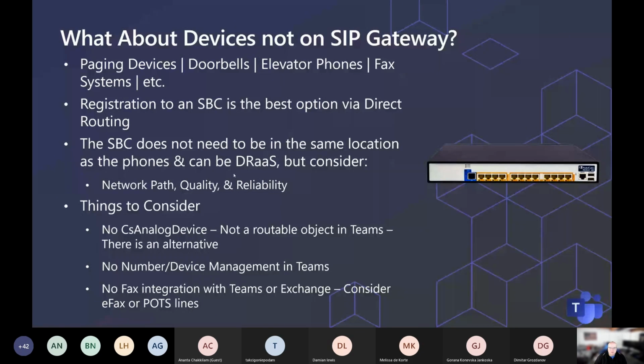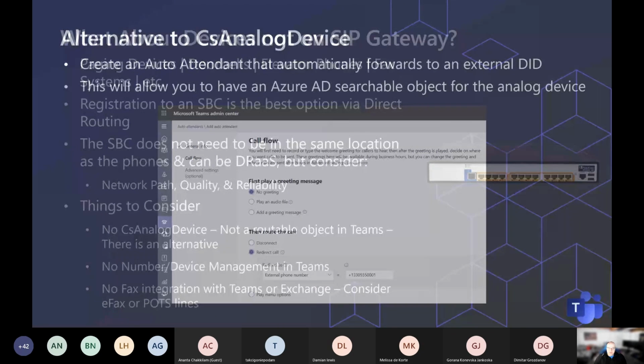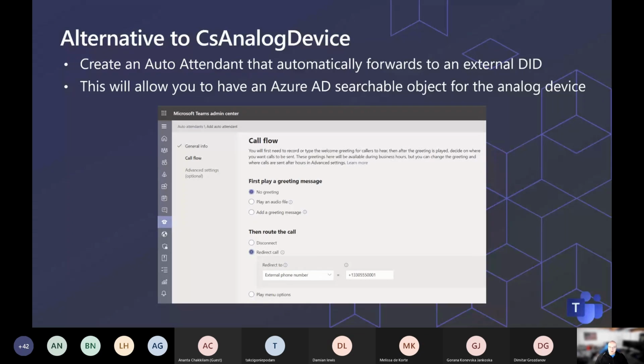So we mentioned that there is an alternative CS analog device, and this is going to help for the outbound side, but not really necessarily inbound. So one of the things that we do is a free alternative. This is going to be pretty much a net zero cost to you because it's based on the free phone system virtual user licensing. It's going to be creating a resource account for an auto attendant that automatically forwards all calls to that resource account to an external DID. So you could create an account called cap_paging, or something specific. When somebody searches for that in Teams, they're going to find this resource account, and when they dial it, it's going to get to the paging system.